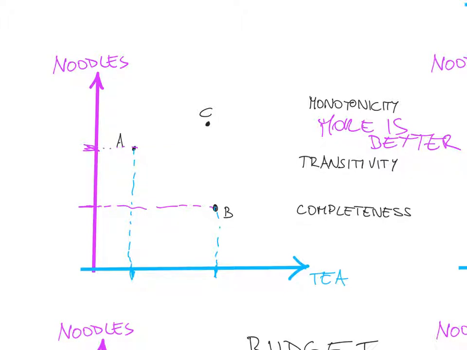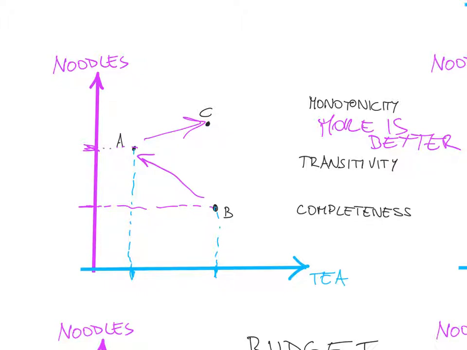Let's say it's the other way around. A is preferred to B. So if we know that this consumer prefers A to B, and we just said that C is preferred to A, can you tell me anything about C and B? What is that?